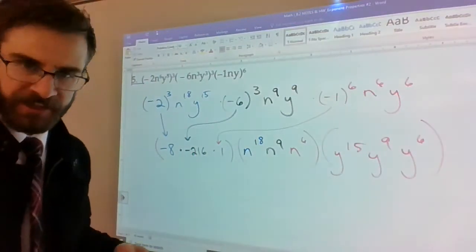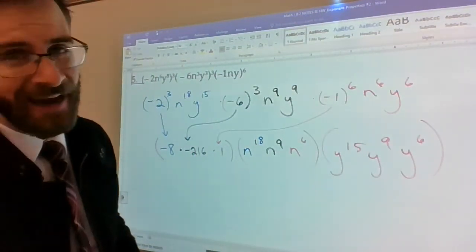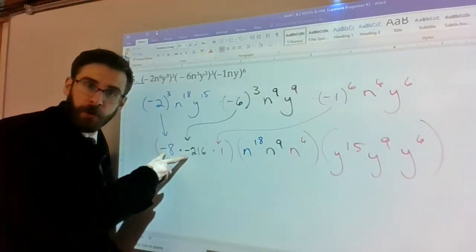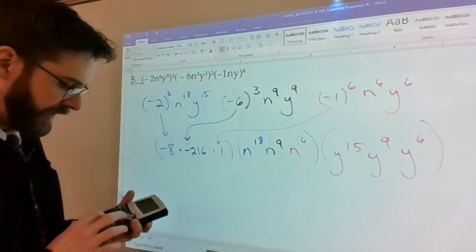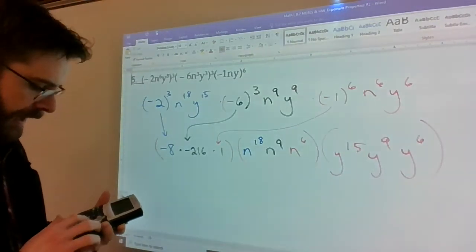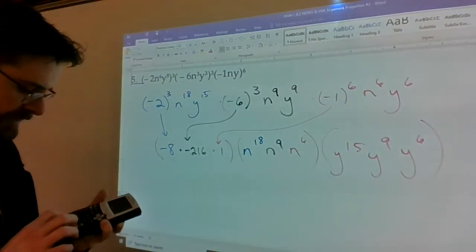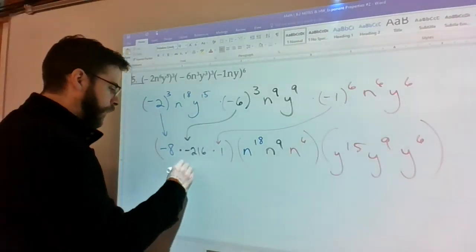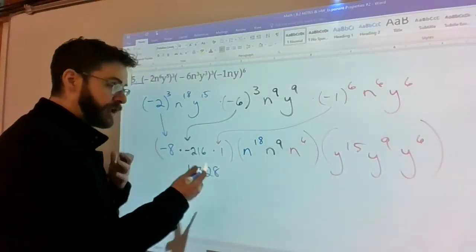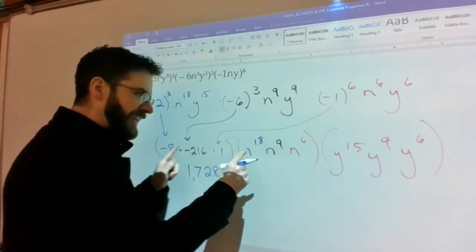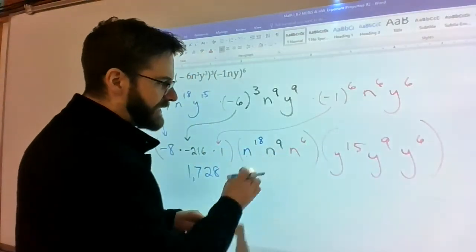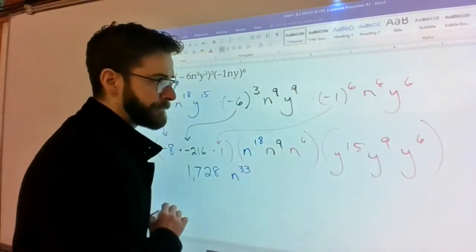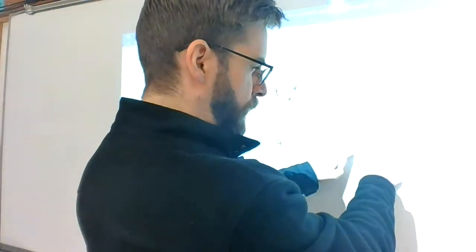Hopefully you guys are getting the rhythm of this because it's not too difficult, especially if you got a calculator on hand. So take these, multiply them together. I know right off the bat 2 negatives multiplied make a positive, so it's got to be a positive answer. If I multiply those out, I get 8 times 216 times 1 is 1,728. 1,728 is my new coefficient. Multiply the coefficients, add the exponents of the like bases. So this is going to be 24 plus 9, n to the 33. And then this is going to be y to the 30.